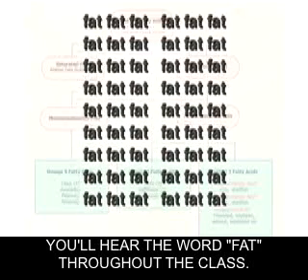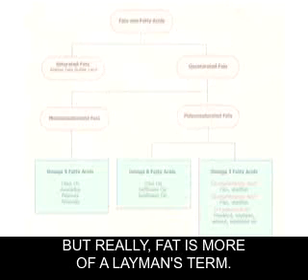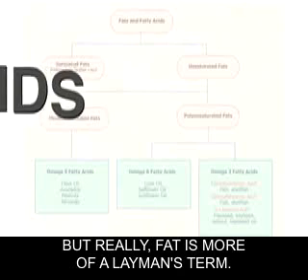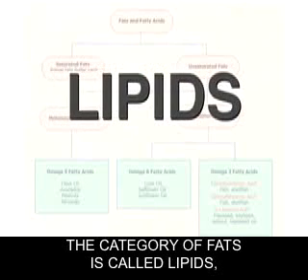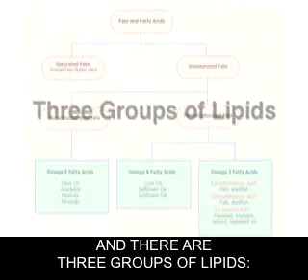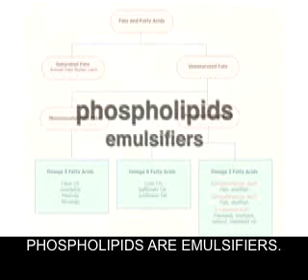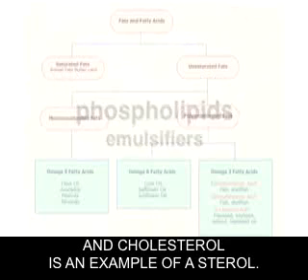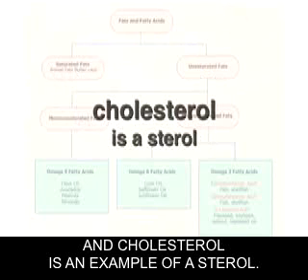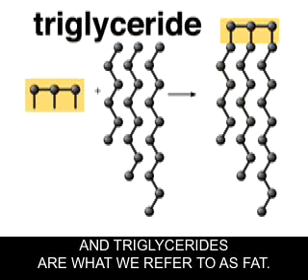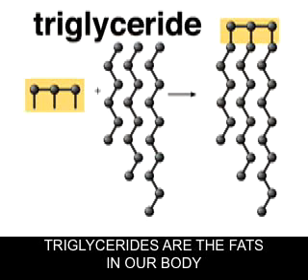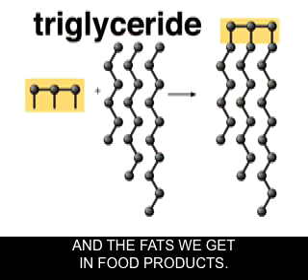You'll hear the word fat throughout the class, but really, fat is more of a layman's term. The category of fats is called lipids. And there are 3 groups of lipids: triglycerides, phospholipids, and sterols. Phospholipids are emulsifiers, and cholesterol is an example of a sterol. And triglycerides are what we refer to as fat. Triglycerides are the fats in our body and the fats we eat in food products.